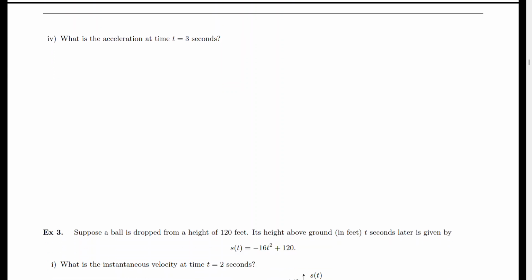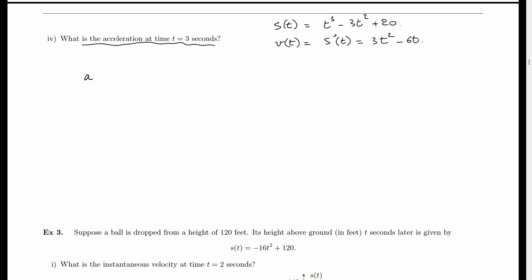Okay, we get to the last part of this problem, which asks us for the acceleration at time t equal to 3. So remember, the position function was given to us. It was t cubed minus 3t squared plus 20. We calculated the velocity by doing the derivative of the position function, and we got 3t squared minus 6t. So now we want to know the acceleration of the object.